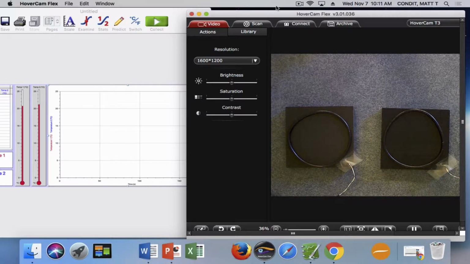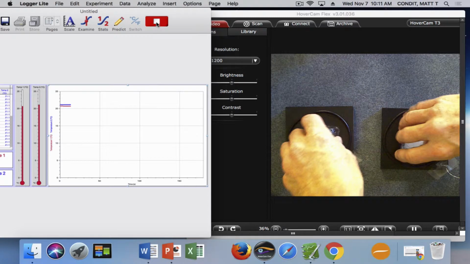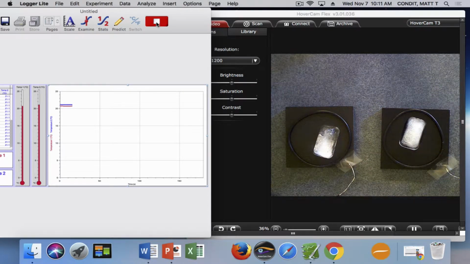And I'm going to go ahead and start those thermometers right now, and what I'm going to do is I'm going to put ice cubes on each of these two surfaces. And we're going to watch not only what happens to the ice cubes, but we're also going to watch what happens to the temperature of the blocks as the ice cubes are put on. So I'm going to go ahead and put them on.